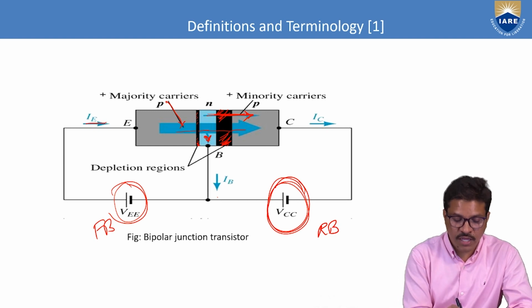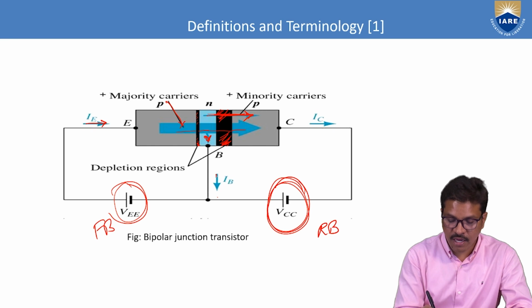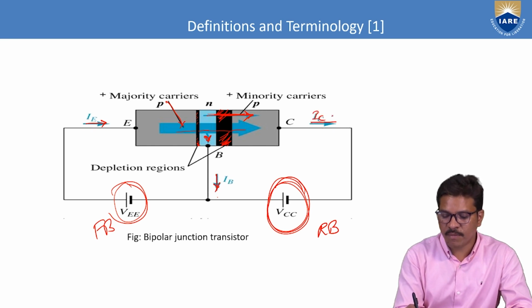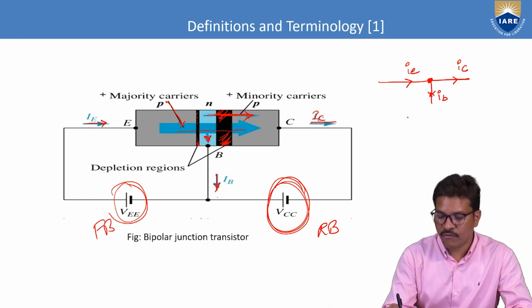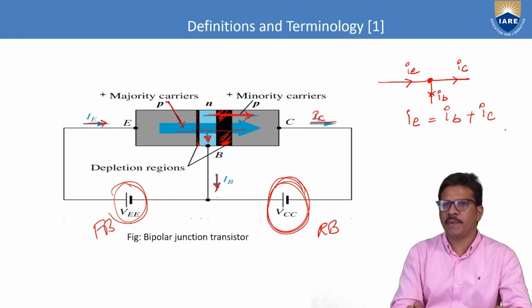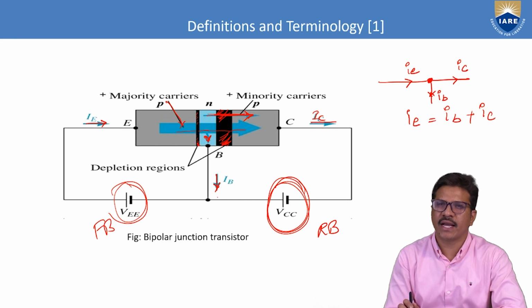So here the current flowing in the emitter is called emitter current. The current flowing in the base is called base current. The current flowing in the collector terminal is called collector current. If you simply take the transistor as a node, with current flowing in the base IB, in the emitter IE, and in the collector IC, it follows Kirchhoff's current law: the total entering current IE is equal to the leaving current IB plus IC. So the emitter current is equal to the sum of the base current and the collector current.